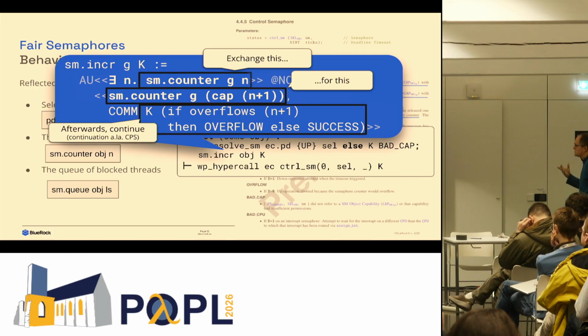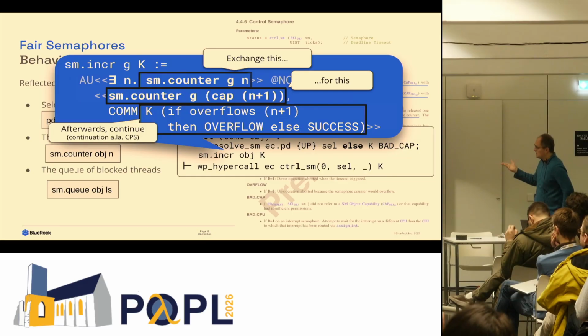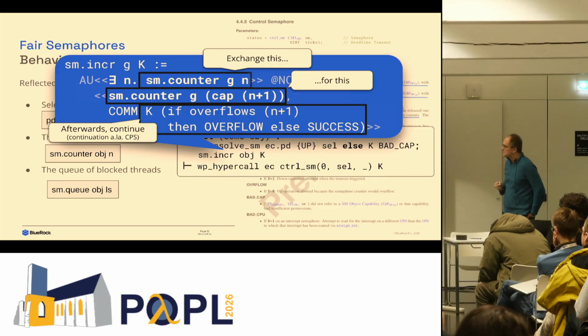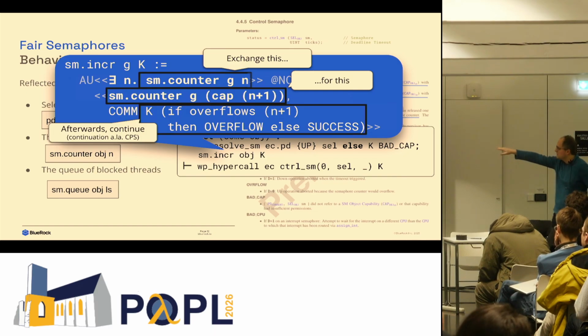Each one of those steps is captured via an Iris atomic update. And people familiar with Iris will know what this means. But basically, it says we can consume this resource sm.counter. We can replace it with this new resource. That happens atomically. And then after you've done that, you get to continue with this continuation. That's what gives us the monadic bind.